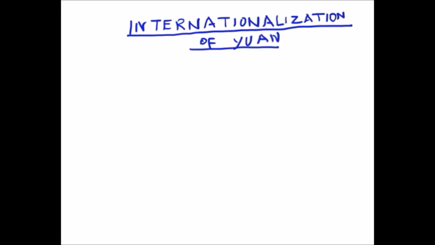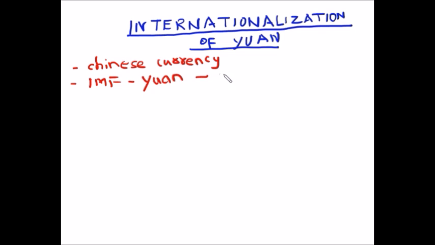First, we will see about internationalization of the Chinese currency, that is yuan. As you know, if you follow the newspaper regularly, you can understand that China is taking many steps to internationalize its currency called yuan. Recently, the International Monetary Fund admitted yuan as one of the basket of preferred currencies in the special drawing rights.